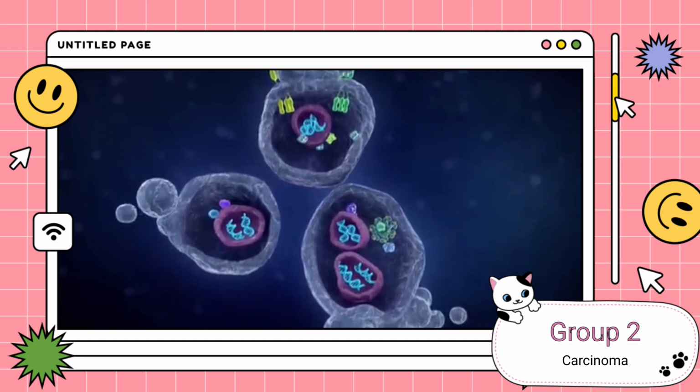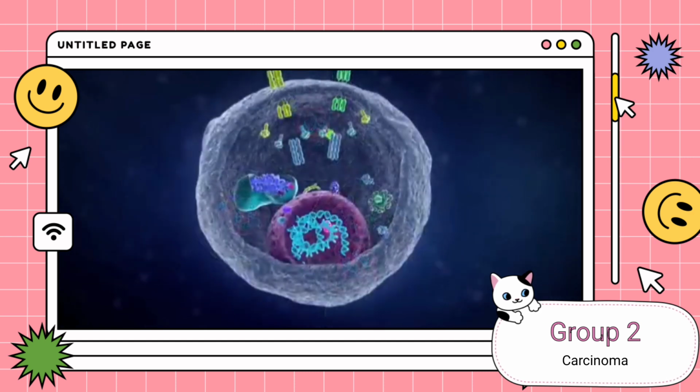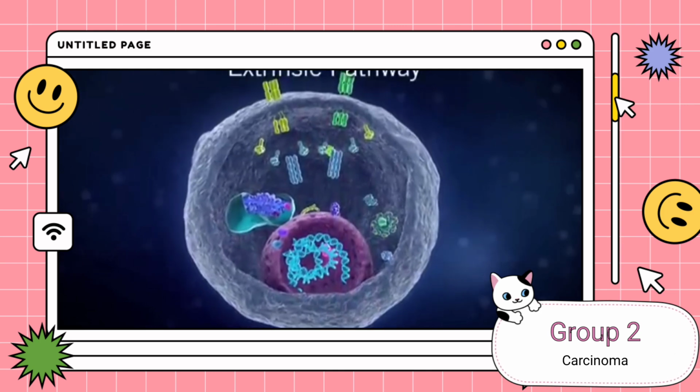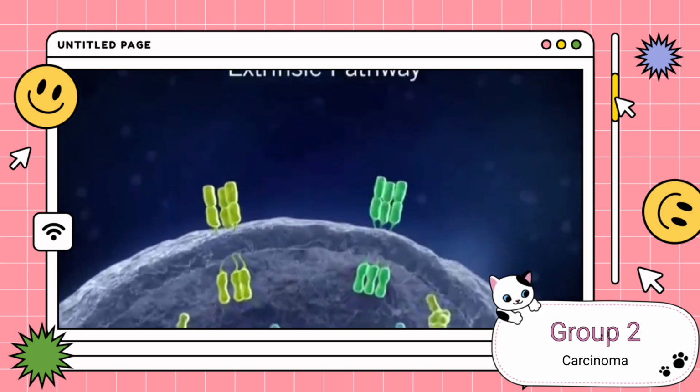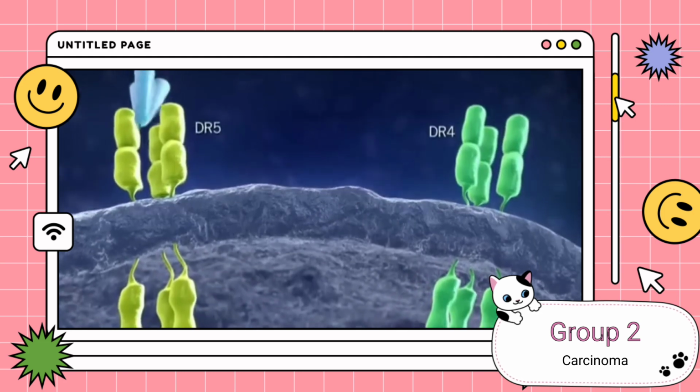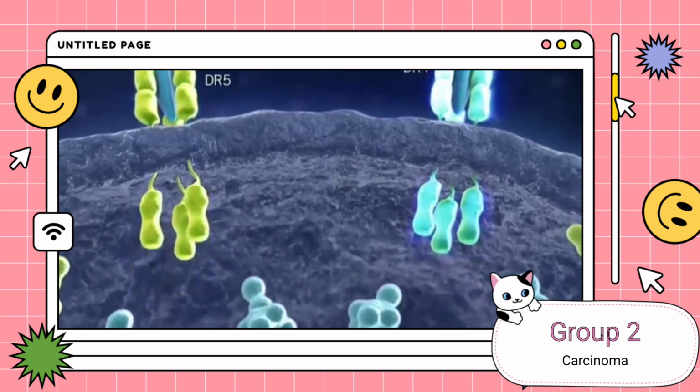Loss of apoptosis. Normal cells undergo programmed cell death, apoptosis, when they become damaged or are no longer needed. In carcinoma, the apoptotic pathway is often disrupted, preventing the elimination of abnormal cells, further contributing to tumor growth.